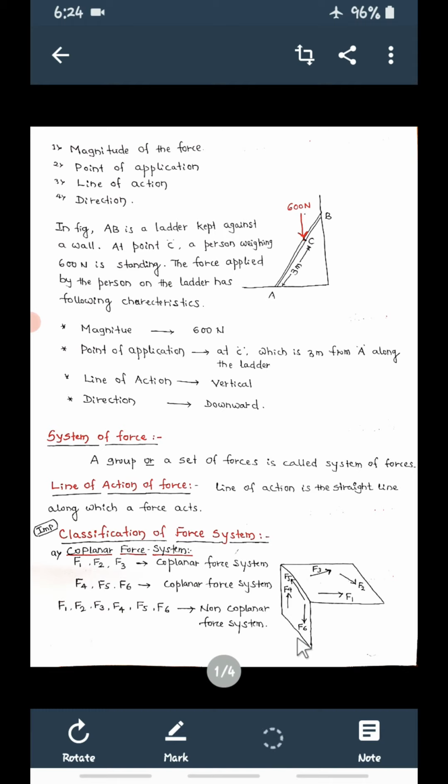Then this system is called a non-coplanar force system. See, if you consider F1, F2, F3, they are a coplanar force system. If you consider only F4, F5, F6, they are also a coplanar force system. But if you consider all six, three are acting in this plane and three are acting in a different plane. So in total, this system is a non-coplanar force system.